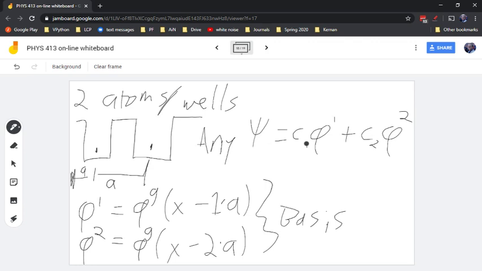So maybe you've got an electron that's most likely to be located near the left atom and not very likely to be located near the right atom. That means C1 would be heavier, C2 would be lighter, right? Or maybe you've got an atom that's split 50-50. That would be 1 over root 2 and 1 over root 2.